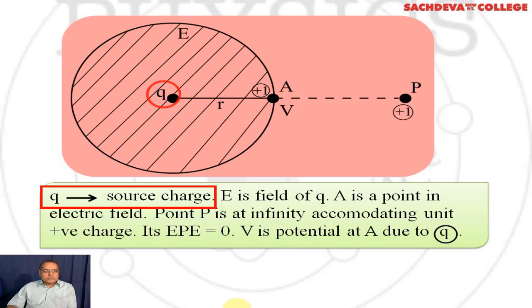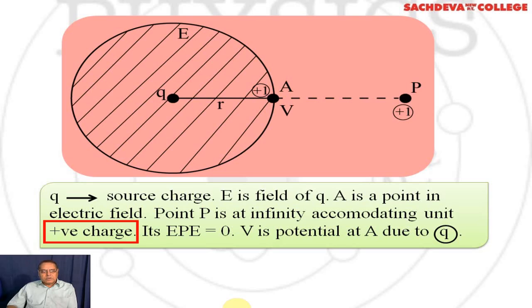Q stands for the source charge. A is a point within the field. We have to estimate the potential at A. E is the electric field and P is a point at infinity, that is, outside the field. Basically, it is accommodating a unit positive charge which will behave like a test charge. Now, the test charge is at infinity, therefore its energy will be 0. So, we have to do some work on that charge. That work will be stored in the form of electrical potential energy. That energy will be stored in P in the form of electrical potential energy.